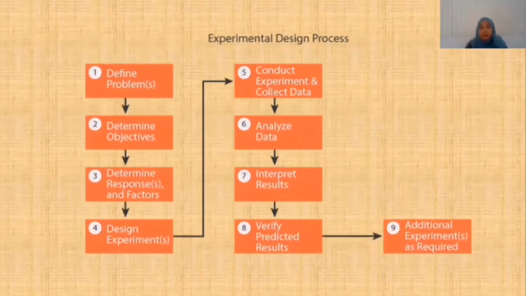First, define problem. Second, determine objective. Third, determine response and factors. Fourth, design experiment. Fifth, conduct experiment and collect the data. Sixth, analyze data. Seventh, interpret results. Eighth, verify predicted results. And lastly, number 9, additional experiments as required.